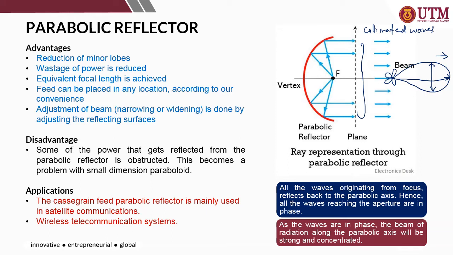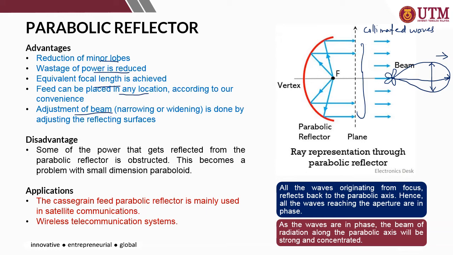Right, so the advantages of the parabolic reflector: it has minor lobes, side lobes and also back lobes, so it can reduce power usage, since all energy is directed towards the intended direction. With equivalent focal length, the feed can be replaced at any location, so we can control the feed point or feed position, and we can adjust the beam, so we can direct it towards the intended direction.